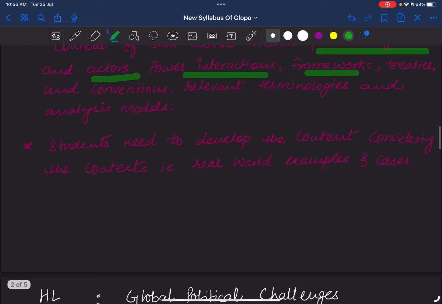Now students need to develop the content considering the context, that is real world examples and case studies. This is what we are doing even right now. So real world examples, case studies, everything would be there. So this is about your syllabus, right?